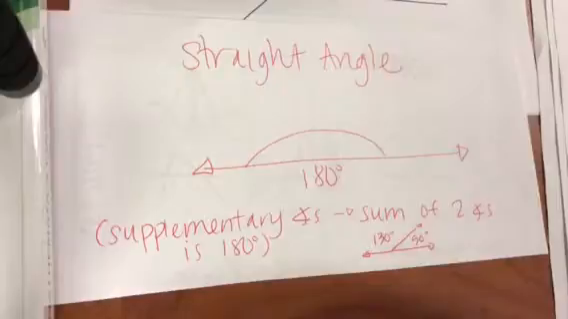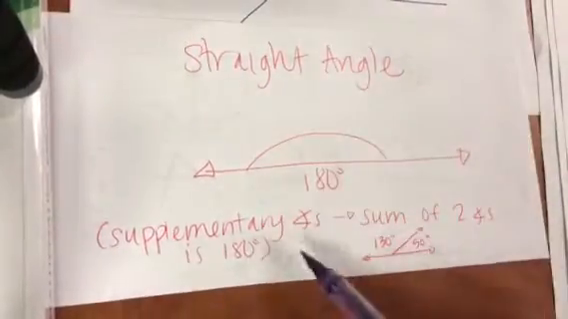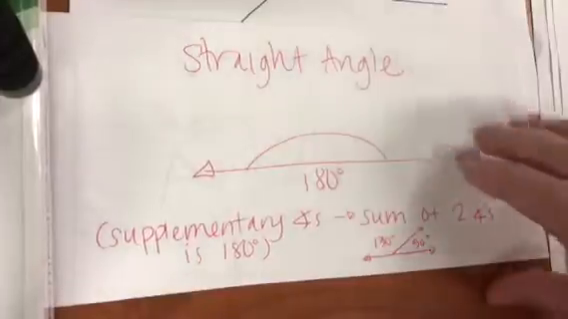Yeah. So straight lines, 180 degrees. Things you got to remember. It is a supplementary angle. Supplementary, 180. The sum of two angles is supplementary.